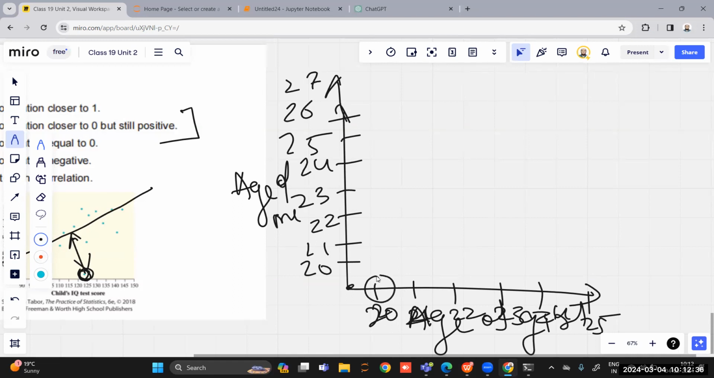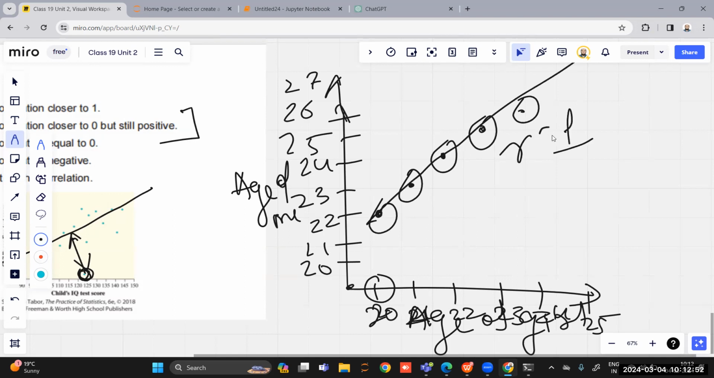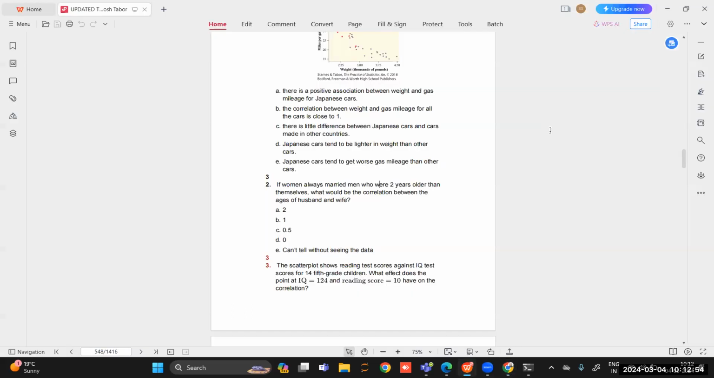For a 20-year-old girl, he'll marry a 22-year-old boy. Yes or no? For a 21, he'll marry 23. For a 22, he'll marry 24. For a 23, he'll marry 25. It would be a simple question. Yes, it will be a straight positive relation, and the correlation r will be 1. Very good.